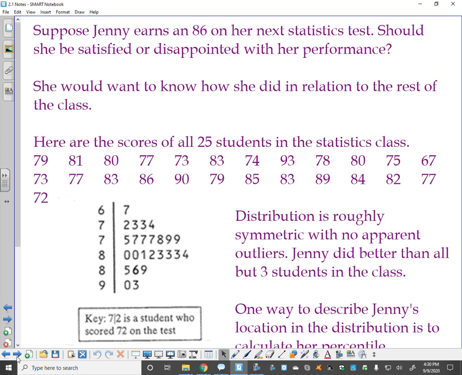So here's the class scores. Here are all the scores of the 25 students in her stats class. They've thrown it into a stem and leaf. The distribution is roughly symmetric, no apparent outliers. Jenny made an 86, which puts her here. So she did better than all but 3 students in the class. So she did great.